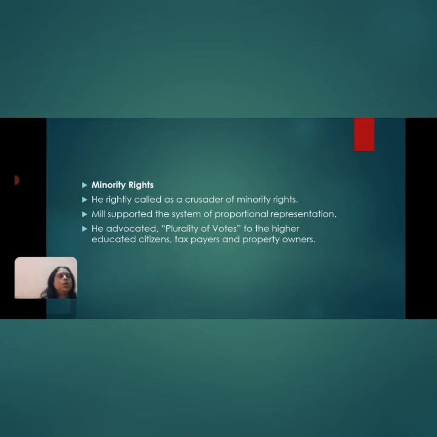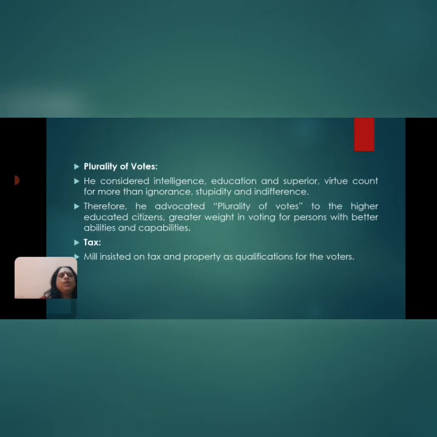Property owners will have a personal interest in the work of the government as they are going to be affected by the policies of the government. Hence, they discharge their duties towards the state. He recommends the plurality of voting because he considers the intelligent, educated, and superior to be fewer in count than the ignorant, stupid, and indifferent. So next he talks about the plurality of voting.